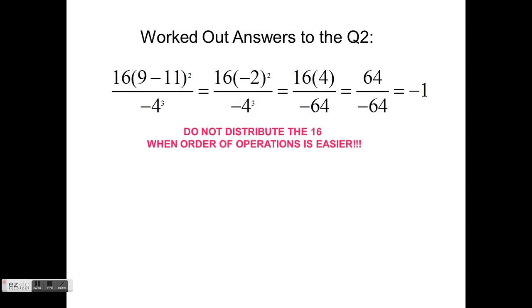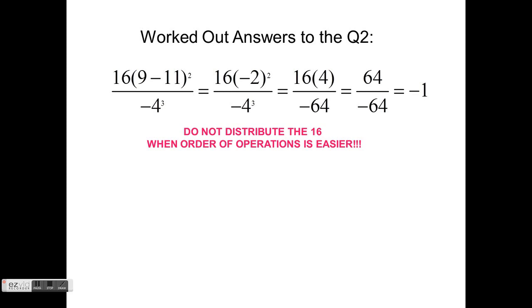Notice you do not distribute the 16 to the 9 and the negative 11. First of all, you cannot do that because there's a power outside. So 9 minus 11 is negative 2. Then you need to square that. So some of you distributed, and number 1, you should not do that.